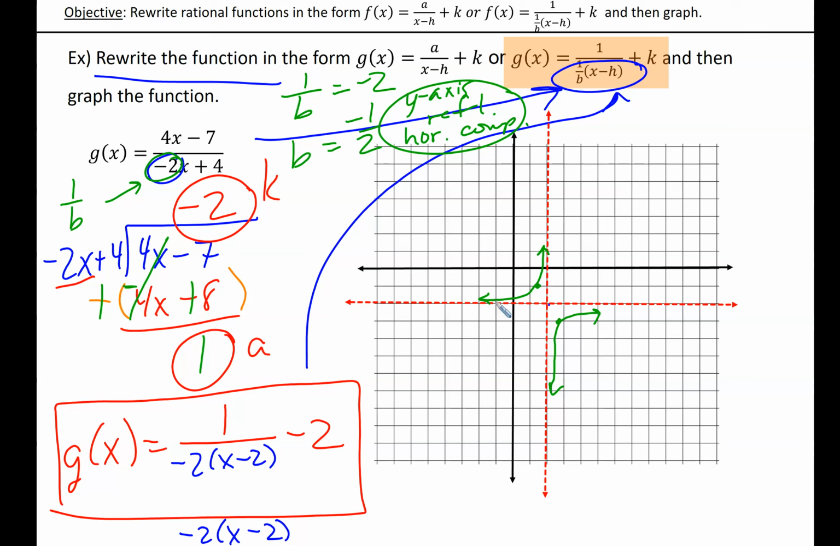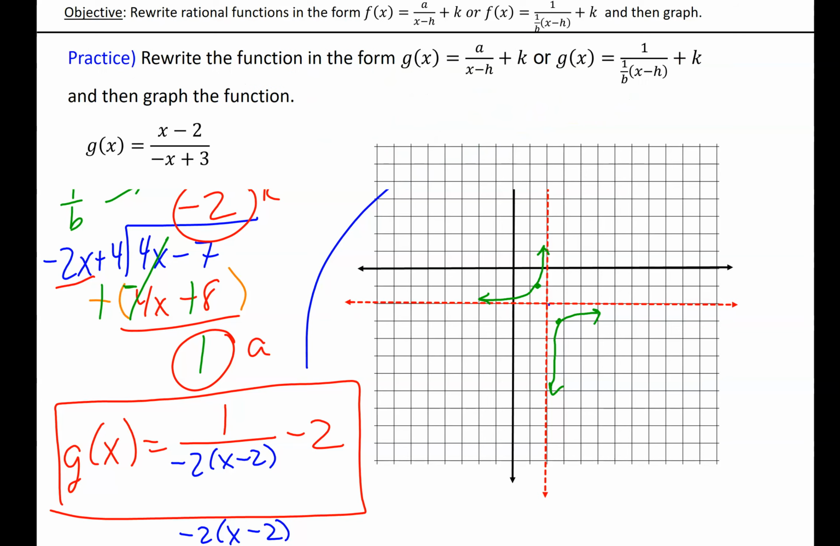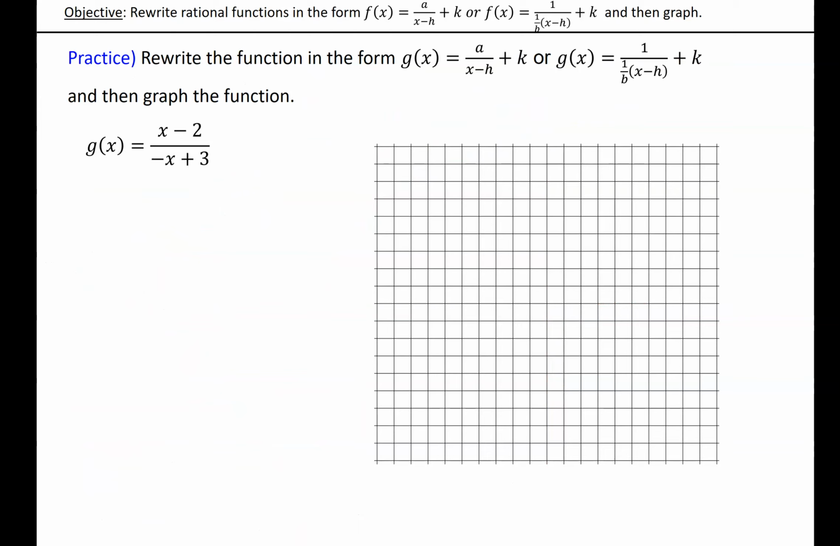All right, that finishes up this problem. There is a practice problem that follows for you to give a try of this particular type. So why don't you pause your video here, give this one a try, please, and then come back when you're ready. All right, let's take a look at the answer.